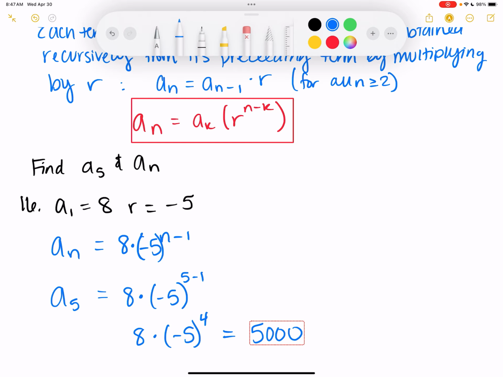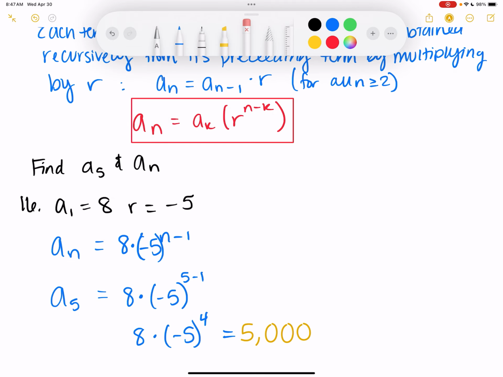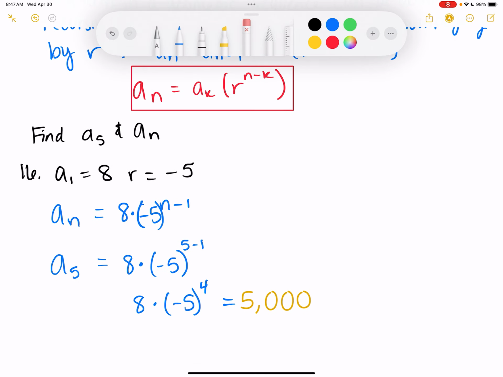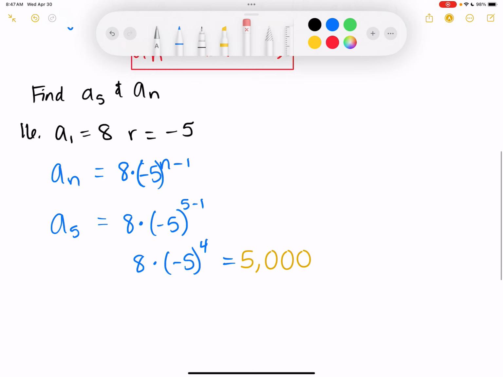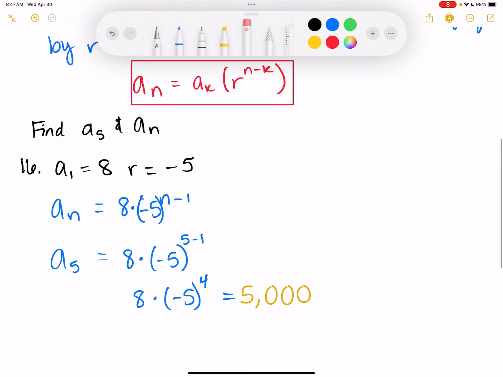I'm curious if this would have done this for me, so I'm going to erase this for a second. Look at that. It did it for me. Didn't even need my calculator. It just needed an equal sign. Now, like I said, I also could have just done 8 times -5, gotten that, times -5, and kept going. But if I have the formula, it's easier. I don't have to sit there and keep multiplying by -5 every single time.